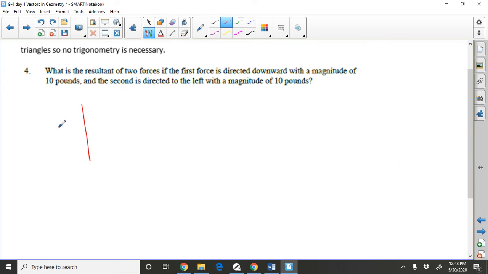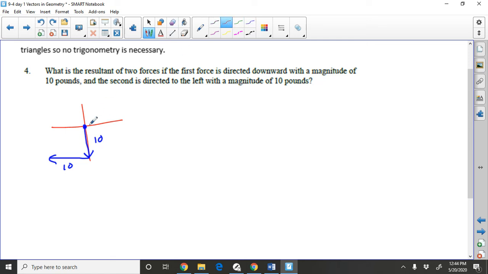We're going to draw a coordinate plane, and we're going to add these two vectors head to tail. The first force is directed downward with a magnitude of 10 pounds. So start at the origin for the first one and go down what we're going to call length of 10. The units are pounds, but we're just going to consider that as if it's a length. It's the amount of the force. The second is directed to the left with a magnitude of 10 pounds. So we need to add these head to tail. You go to the end of the first vector and then add, I'm going to go to the left with a magnitude of 10.